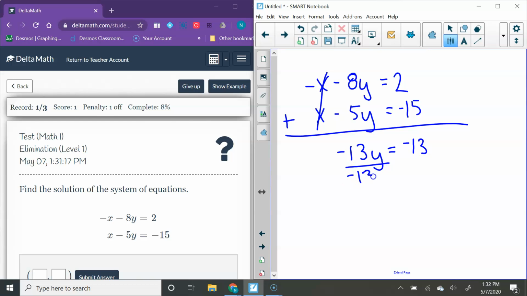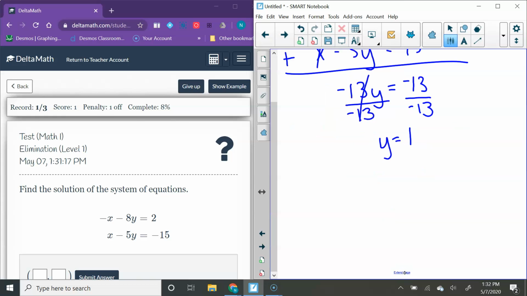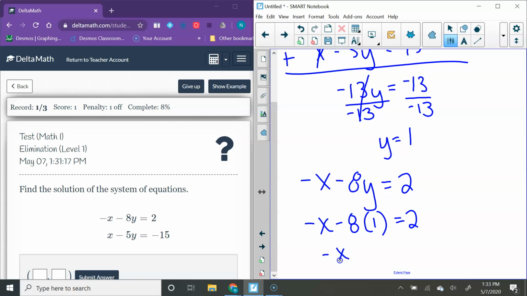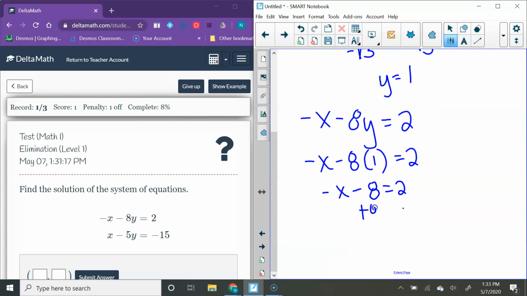You're just going to divide both sides by negative 13. Negative 13 divided by negative 13 is 1, so we get 1 for our y-coordinate. Then we're just going to pick one of our equations to plug it into. I'm going to use this one, negative x minus 8y equals 2. You're just taking out that y and putting a 1 there. So that gives you negative x minus 8 equals 2. You're just going to add that 8 to both sides, so negative x equals 10.